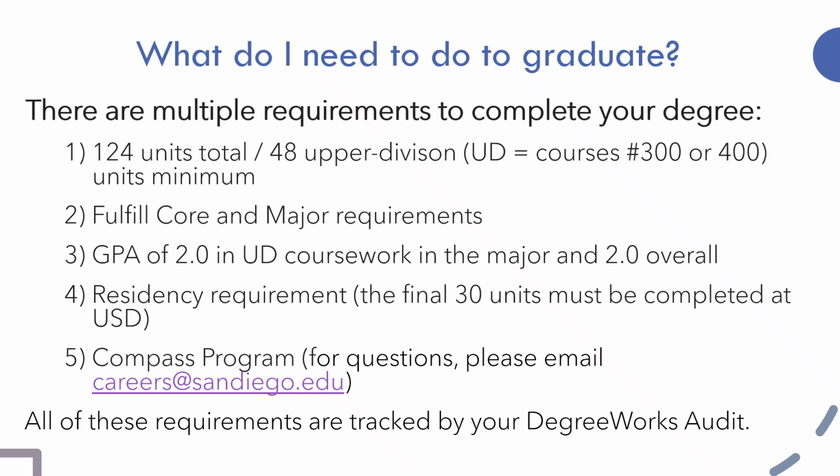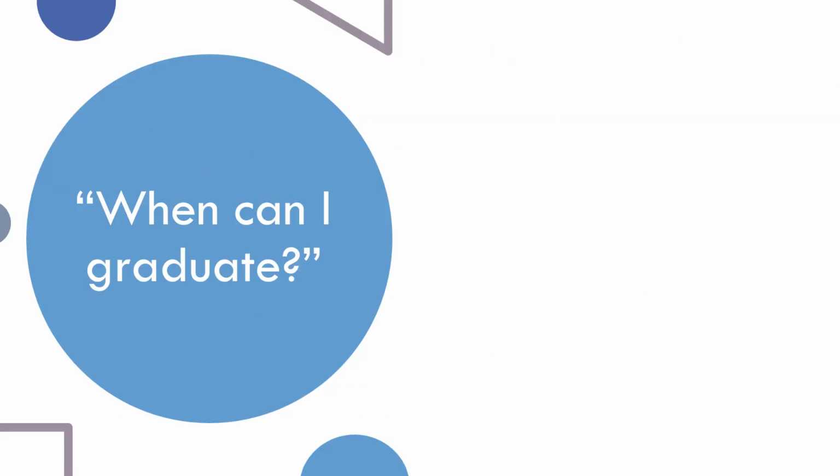The major issue of deciding when you can graduate is based on the number of units you need to take to finish your degree. The number of units you need to graduate is tracked on your DegreeWorks audit. This DegreeWorks audit will help you answer the question of when can I graduate.